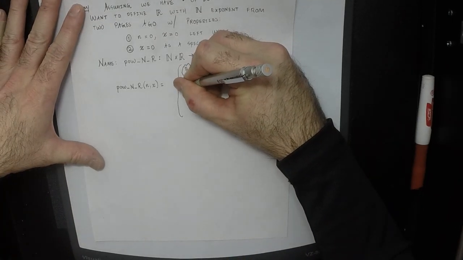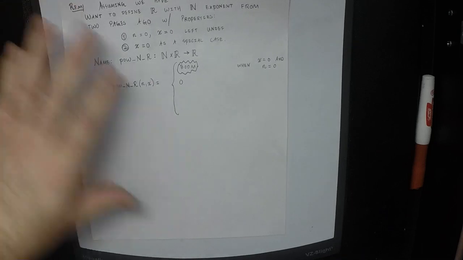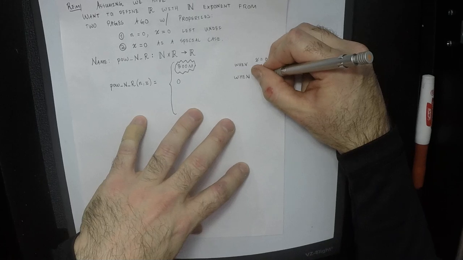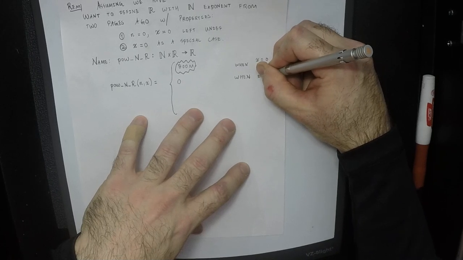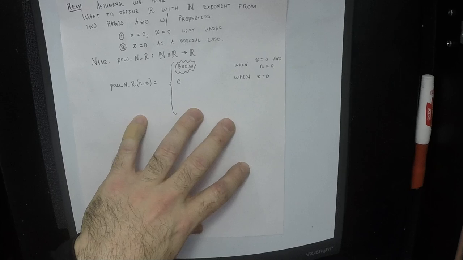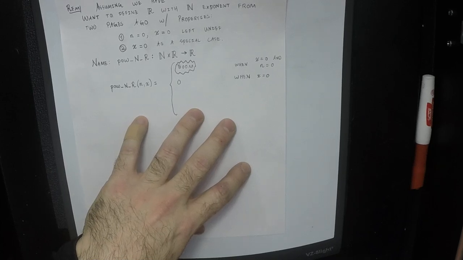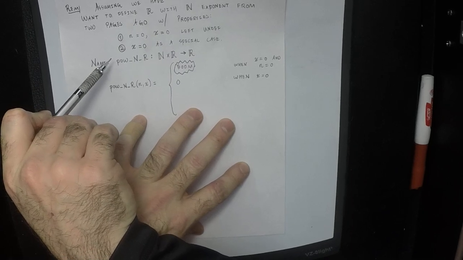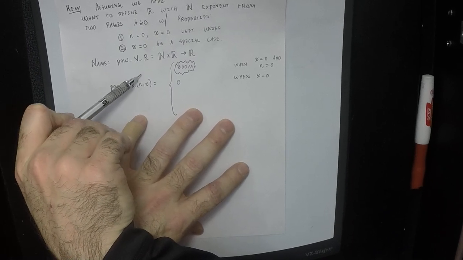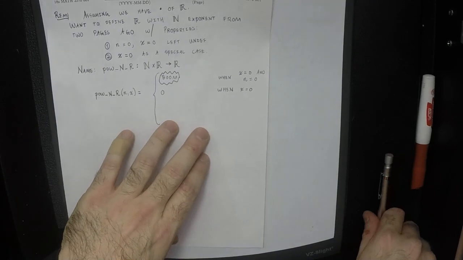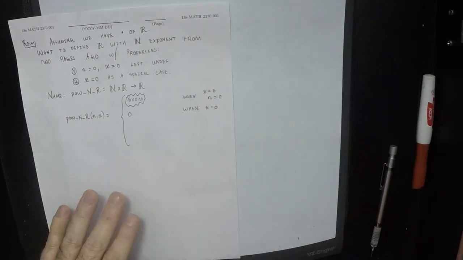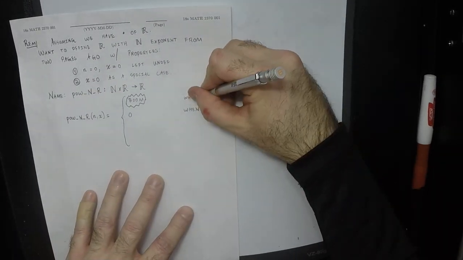0, when what? When x is 0. So why did you do that? Right, and I said take x equal to 0 to be a special case. Okay, fine. I need to move this, otherwise I'm not going to have enough room. So, and. Okay, then what?